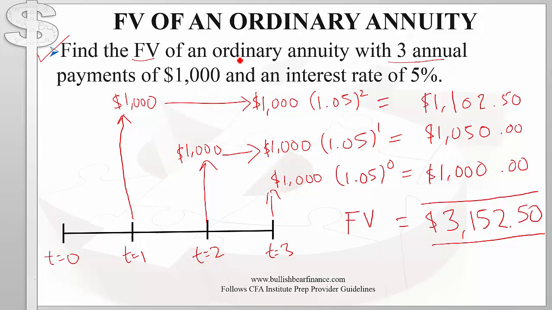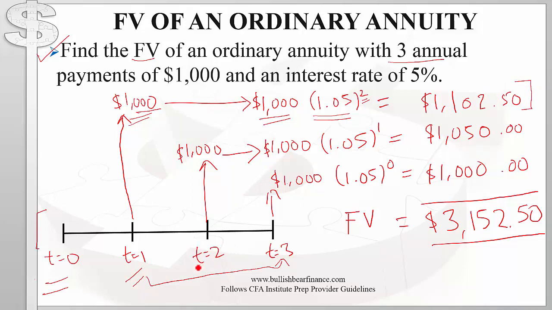So we have drawn this timeline and we are at time t equal to 0, which is today. We go to time t equal to 1 and we look at the first payment of $1,000 and we compound it from time t equal to 1 to time t equal to 3, which represents 2 time periods. Therefore, we just take this $1,000 and compound it by multiplying it by 1.05, which is the interest rate, to the power of 2, which represents 2 time periods. And we get this number.